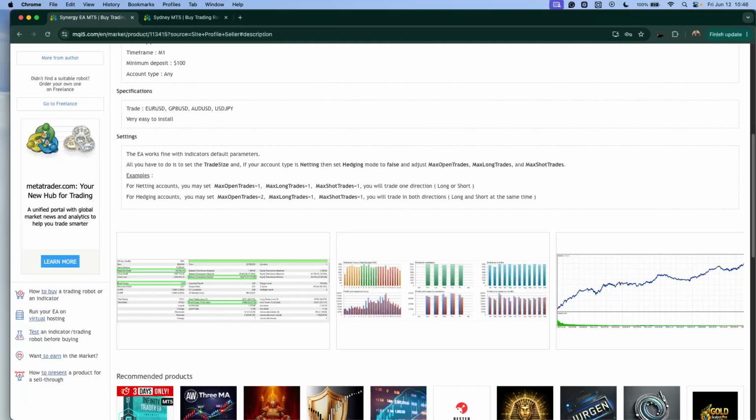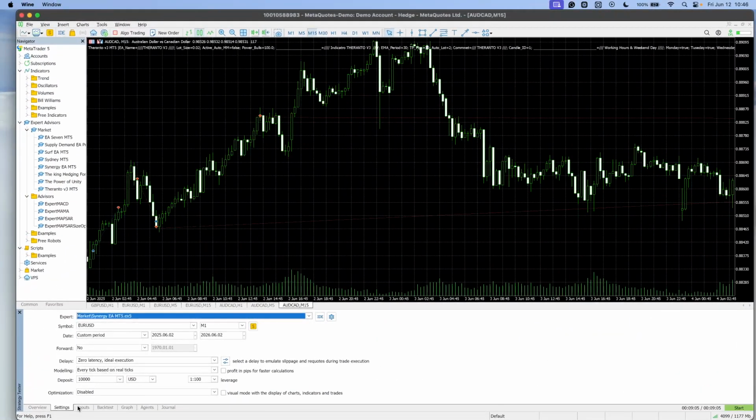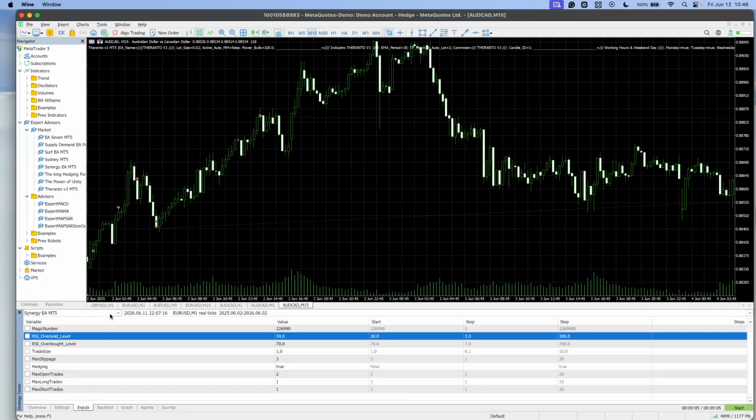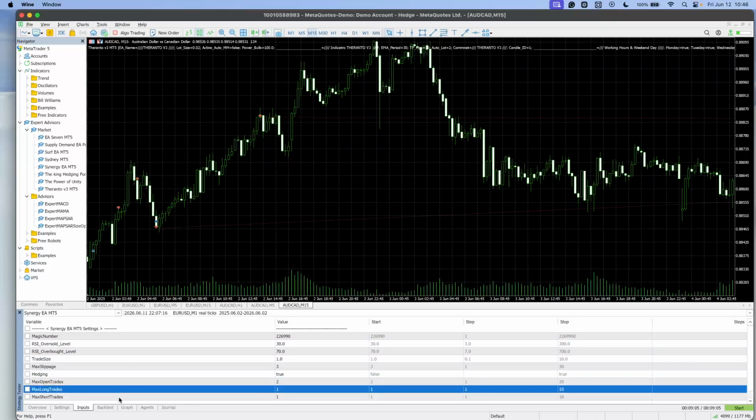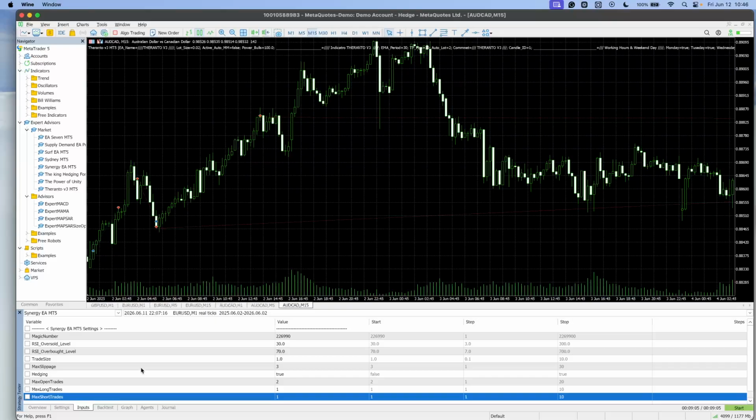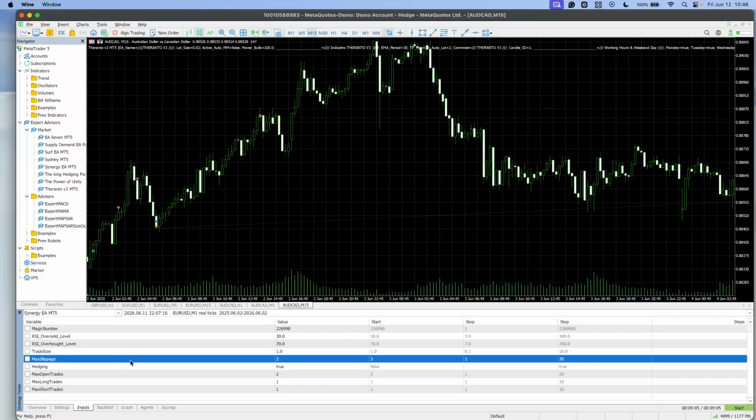And let's look at the features, which is marketed by the developer. Looking at the inputs, we have the trade indicator Synergy, we have hedging support, we also have the max open, the max long, max short trades. Also we have the slippage protection, and it emphasizes simple setup and adaptability to different account types while focusing on major liquidity pairs like EURUSD, GBPUSD, AUDUSD, and USDJPY.